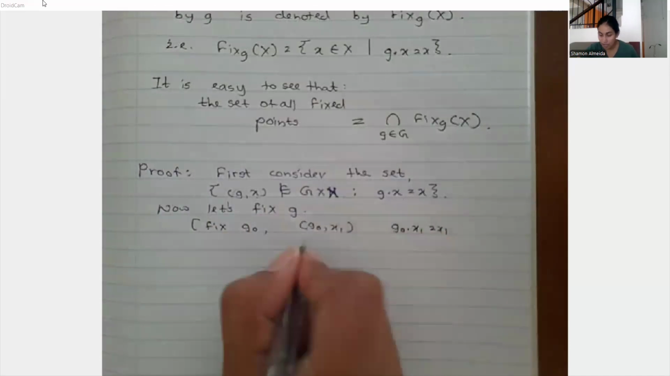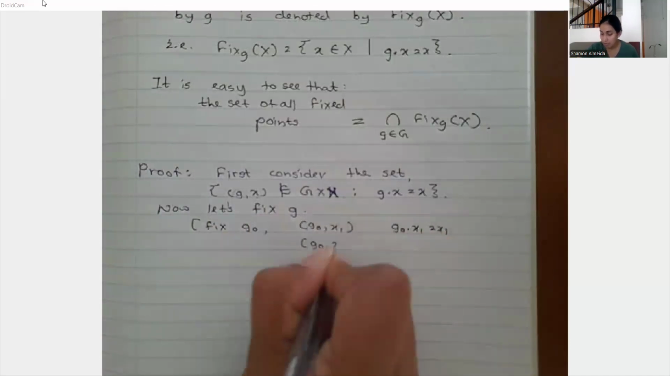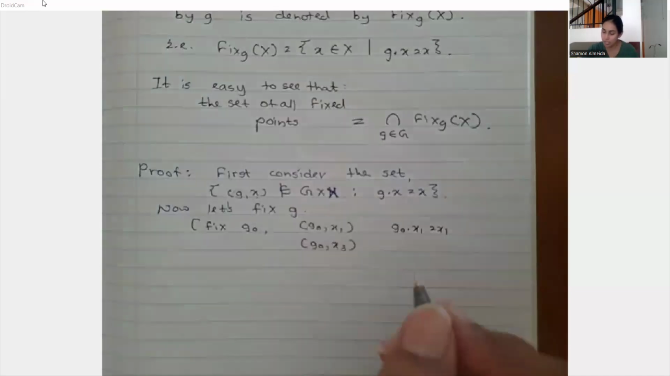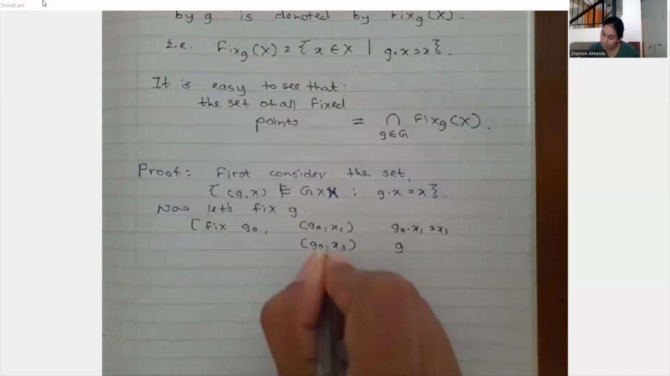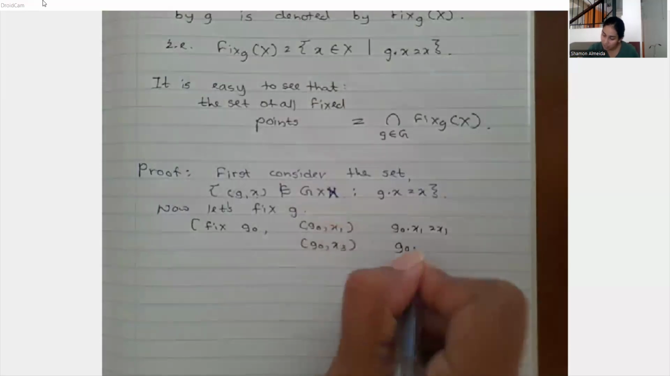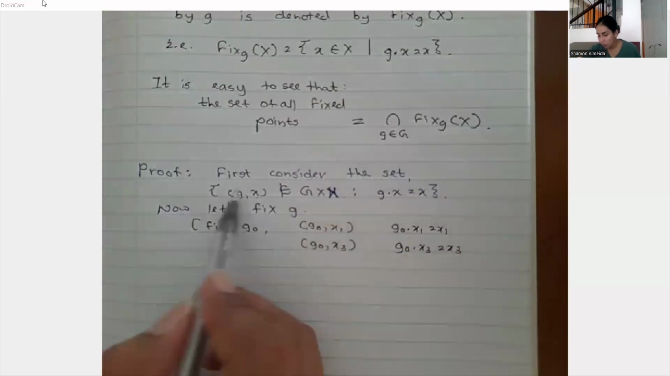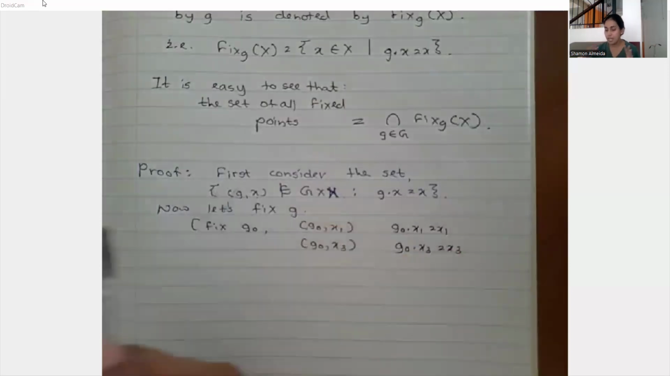Then we could have another element, maybe g₀x₃, right? It doesn't have to be in this format, x₁, x₃, just for your understanding. If it is an element in this set, then we must have g₀x₃ equals x₃. So now in this set, we have elements where g₀ is fixed, but we are taking all the pairs where x, which comes from the set X, is fixed by this particular g₀, right?